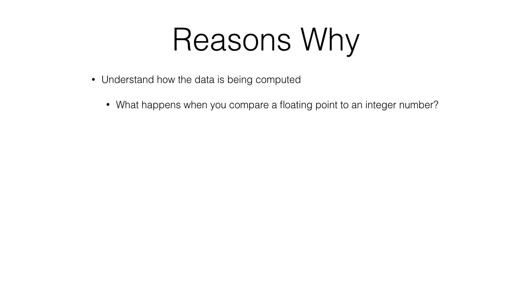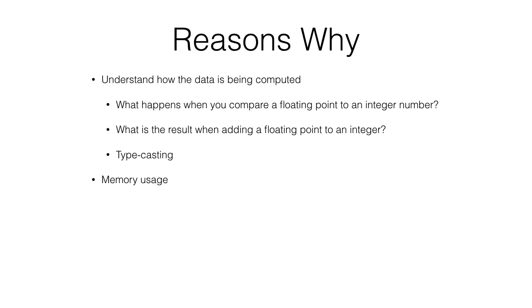So what happens, for example, when you compare a floating point to an integer number? It might not act the way that you expect, and that can lead to unexpected results. So therefore, knowing how each of these data types are represented and what's going to happen is going to be important to make sure your code works as you expect it to work. What's the result when adding a floating point to an integer? Might not be what you expect. What's typecasting?